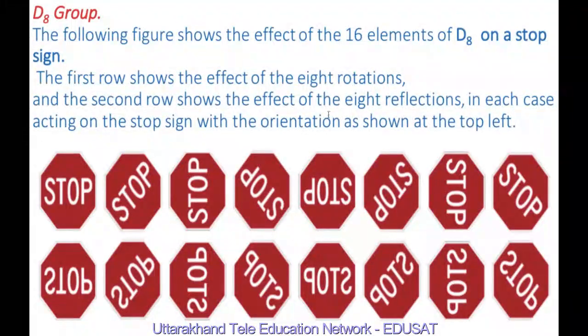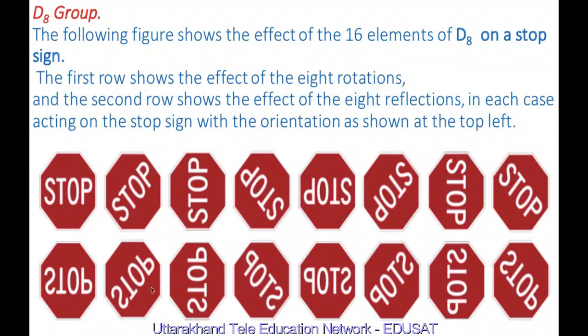So this is the D8 group. The following figure shows the effect of the 16 elements of D8 on the stop sign. The first row shows the effect of 8 rotations. If we rotate it anti-clockwise, we get this shape, this shape, this shape. If we keep rotating, these are the shapes obtained by the 8 rotations.